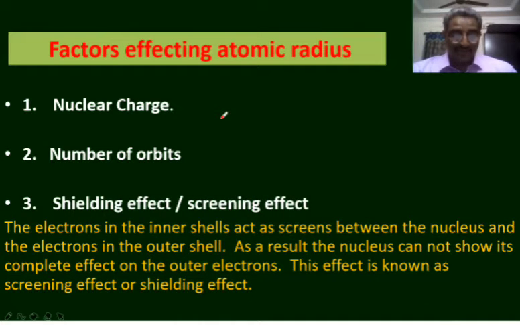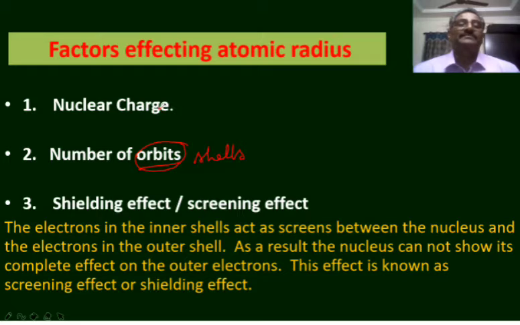Next, factors affecting the atomic radius. What are the factors on which the atomic radius depends? One is the nuclear charge. The second one is the number of orbits or shells. According to the quantum mechanical model, orbits are to be replaced by shells. Nuclear charge, number of shells, and shielding effect or screening effect.